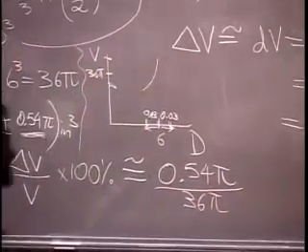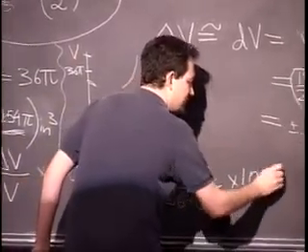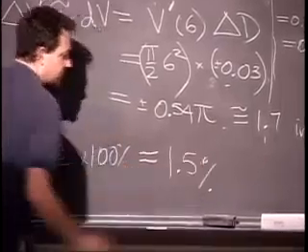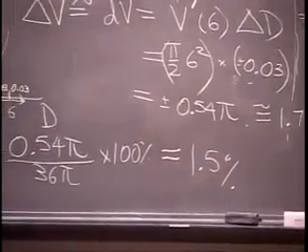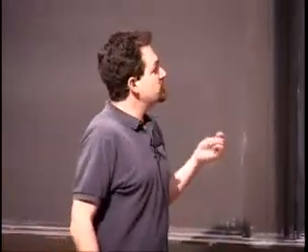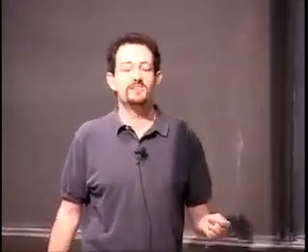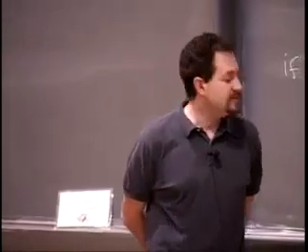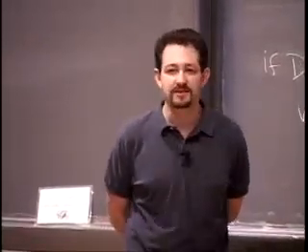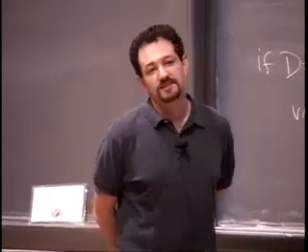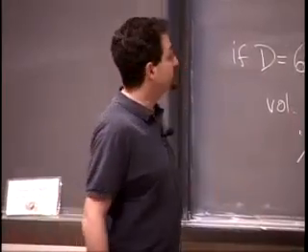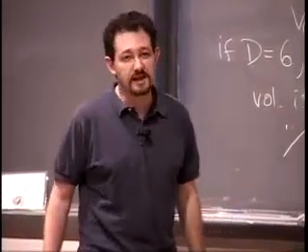And if you work that out, you get 1.5%. That's what the number works out to be. 1.5%. Okay, so what I've shown basically is that we knew the diameter accurate to 0.5%, but the volume we only know to 1.5%. It's 3 times the error, relatively speaking. We are 3 times as uncertain about the volume relative to the actual volume as we are about the diameter relative to the actual diameter.